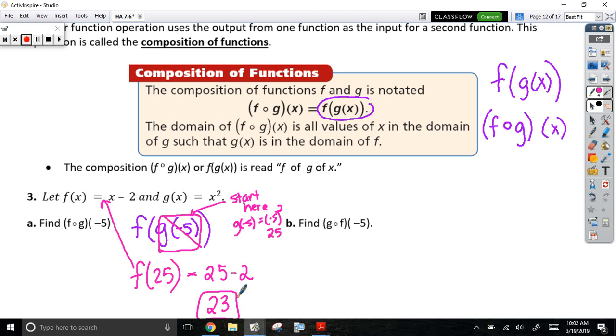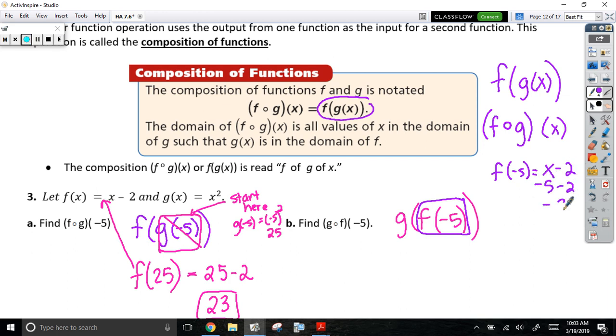The next one flips the order. So this one is g of f of negative 5. It will get us a different answer most of the time. Start on the inside. What is f of negative 5? I heard someone say it. Negative 7. Because that is x minus 2, so negative 5 minus 2 is negative 7.